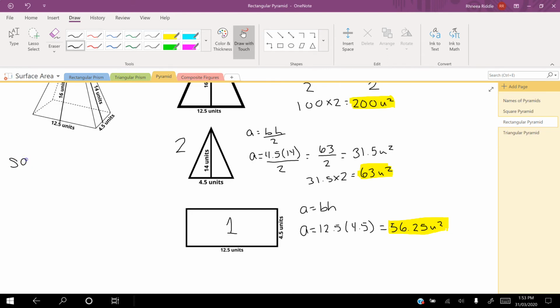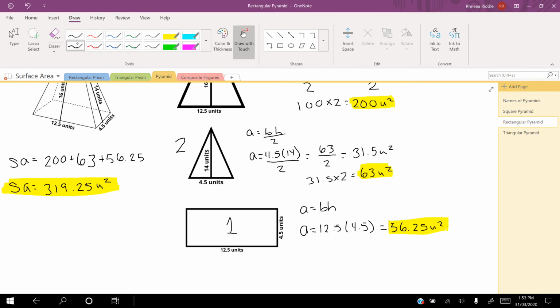So our surface area is going to be 200 plus 63 plus 56.25. So we can go ahead and add those up. In total, this is going to give us 319.25 units squared as our entire surface area for this rectangular pyramid.